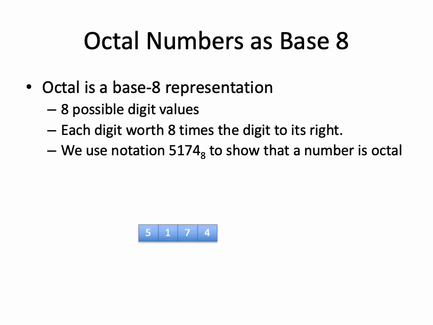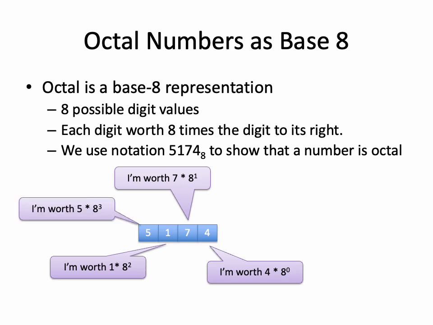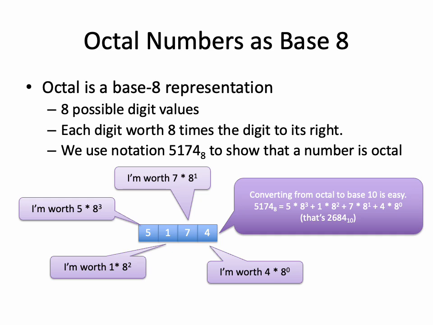Octal is base 8. As I mentioned, it's got 8 possible digit values, which are 0 through 7. Each digit is worth 8 times the digit to its right. Let's look at an example of 5174, which is in base 8. That 4 is 4 times 8 to the 0. The 7 is 7 times 8 to the 1. The 1 is 1 times 8 squared. And the 5 is 5 times 8 cubed. Once you write that out, you can add that up if you are interested, and you can figure out what the decimal value is, which in this case is 2,684.